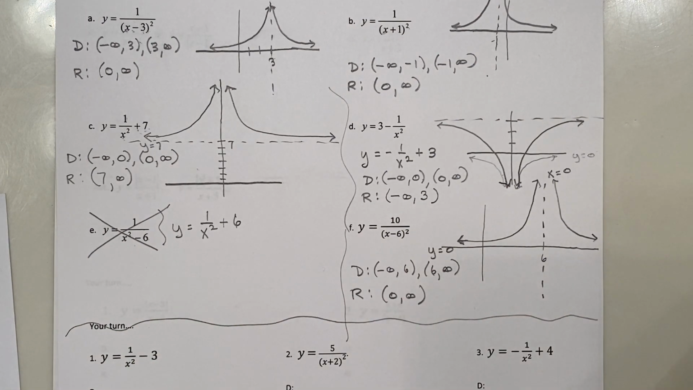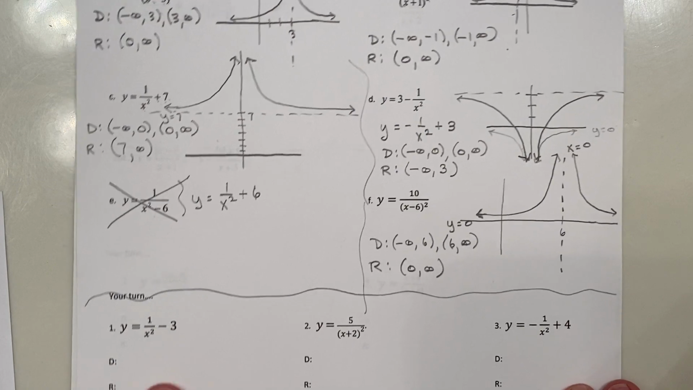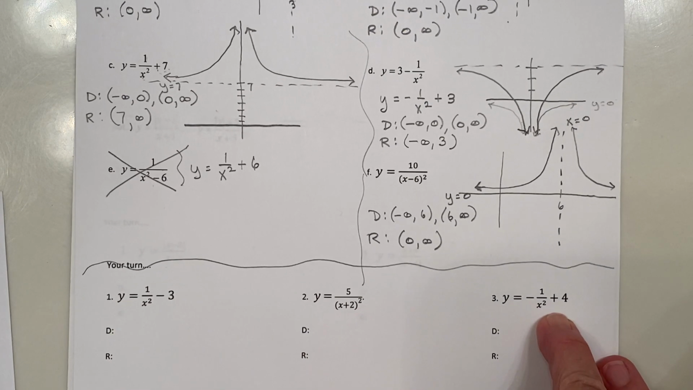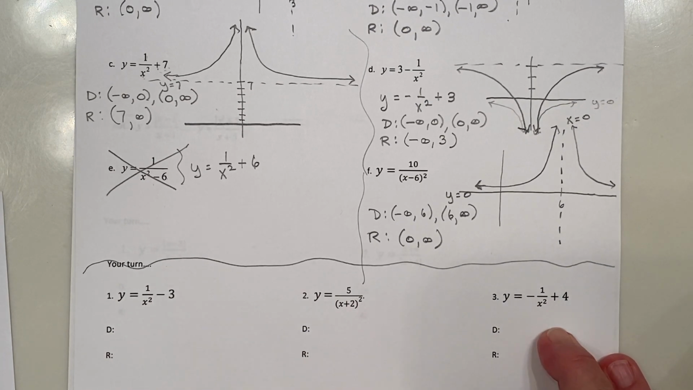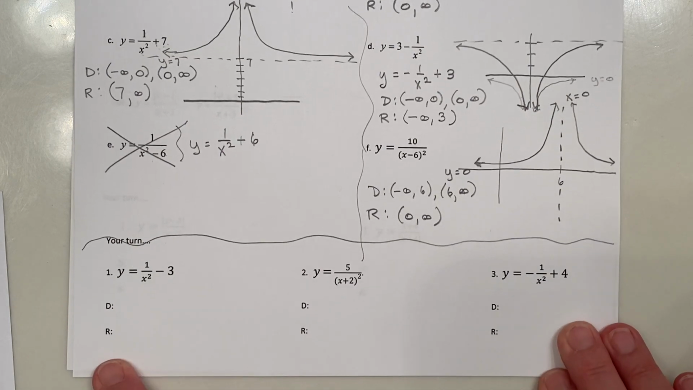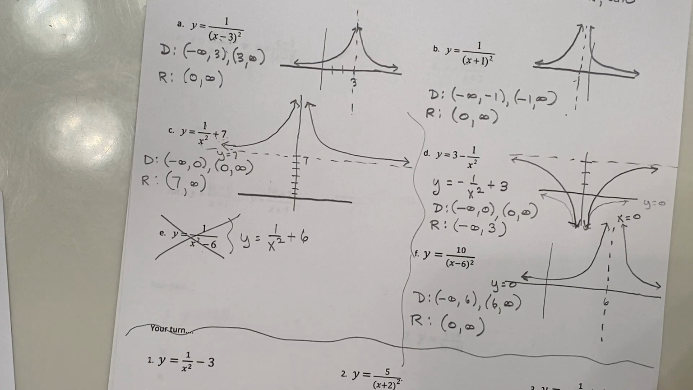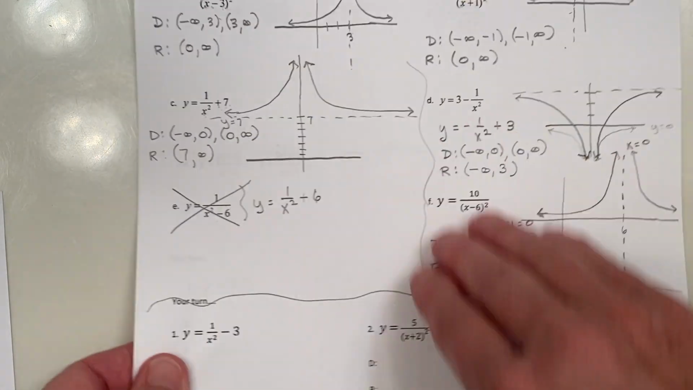All right, so for part of this assignment, I want you guys to go ahead and finish down here, 1, 2, and 3. This is your turn. Draw graphs for each of these functions, and then report the domain and range. And this is what you're going to take a picture of, the notes that we did together, and then make sure I see these down here so I can grade them.